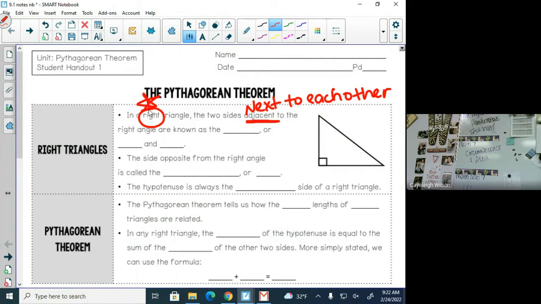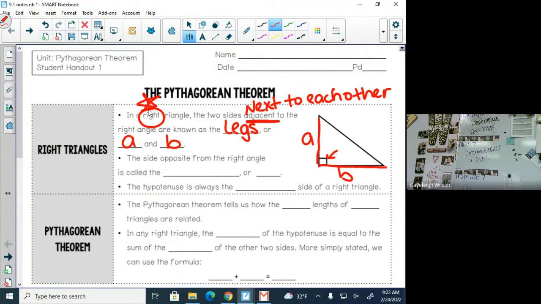So in a right triangle, the two sides that are adjacent to that right angle are known as the legs of that triangle. And those legs of that triangle will be labeled A and B. It doesn't matter which one's A and which one's B. Here's the right angle. The sides that are next to that right angle are called the legs. They're the A and the B.